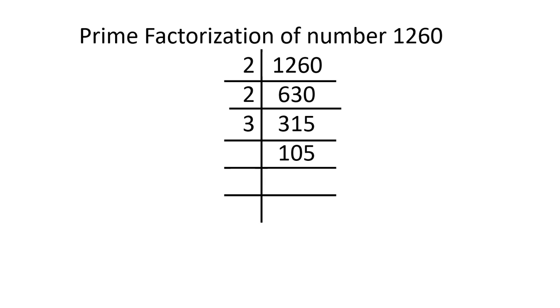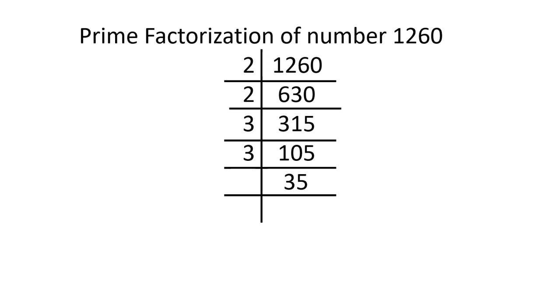We get 105. 105 means 1 plus 0 plus 5 is equal to 6. 6 is again divisible by 3. So 105 is also divisible by 3. And we divide again by 3. Now 3 plus 5 is 8. 8 is not divisible by 3. So 35 is not divisible by 3.